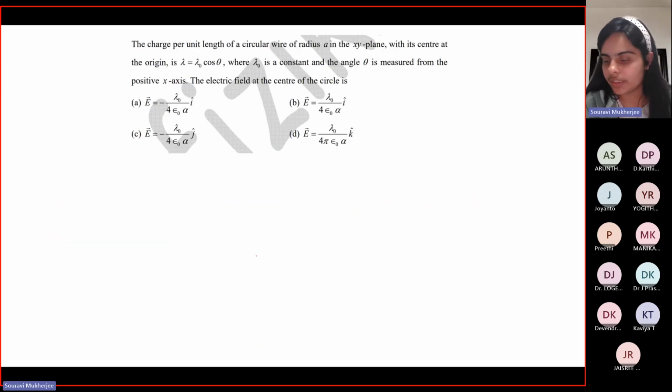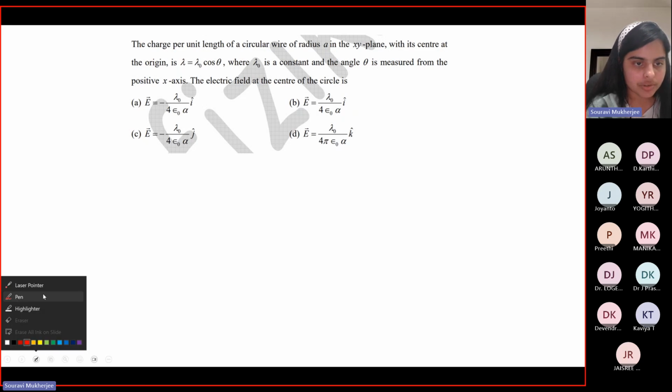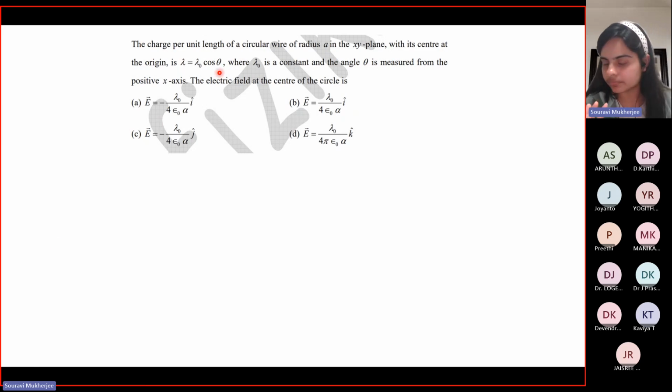Now, this is another very interesting question, and I'll urge you to participate in solving this question because it's interesting. Why? Let me tell you. So first, it is said that you have a circular wire of some radius a in the xy plane, okay, with its center at the origin, and it has some charge per unit length, which has an angular dependence. So lambda is lambda naught cos theta. Lambda naught is some constant. Theta is the angle measured from the positive axis.